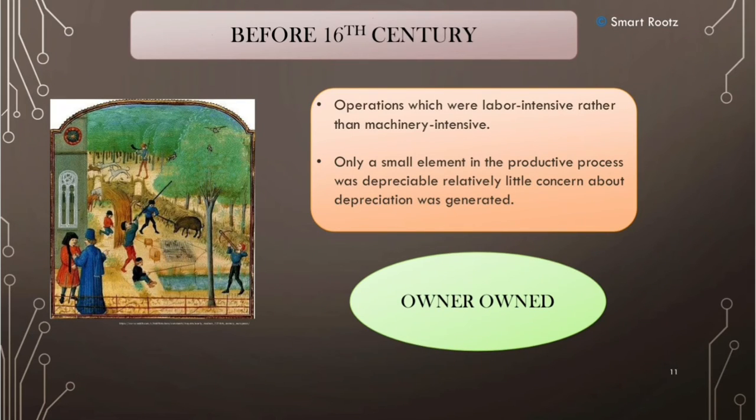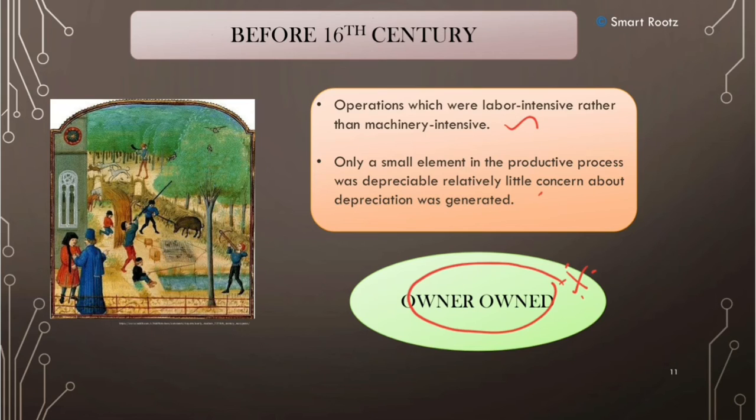This was because before the 16th century, most of the businesses and operations were more focused on agriculture and horticulture, which was a labor intensive industry, and there was no need for huge machineries or equipment. So the need for depreciation was felt less. And also, when we talk about those industries, they were owner owned.